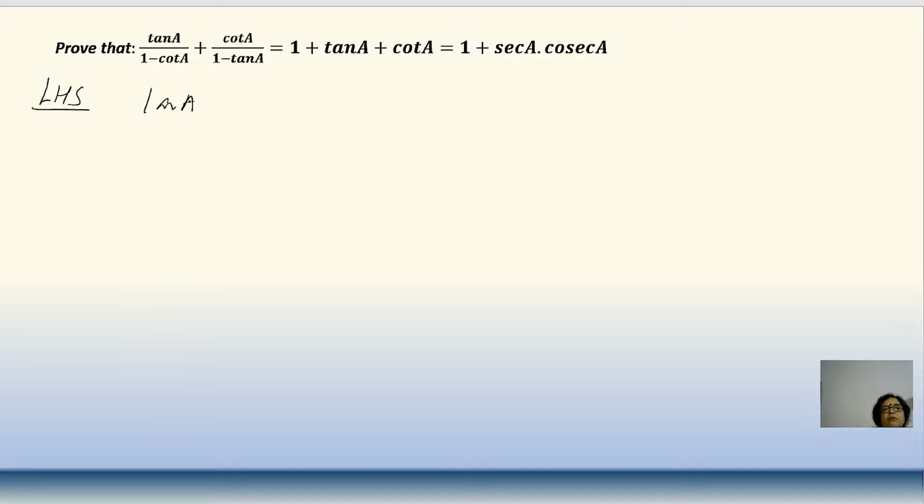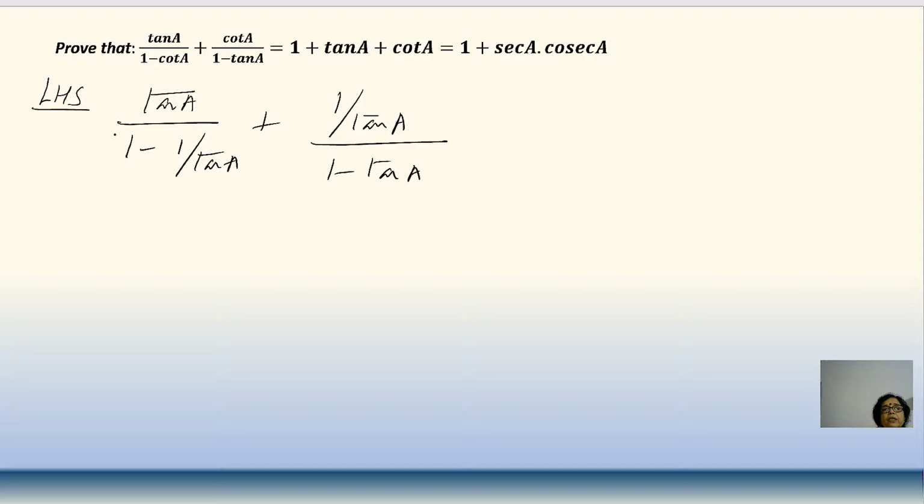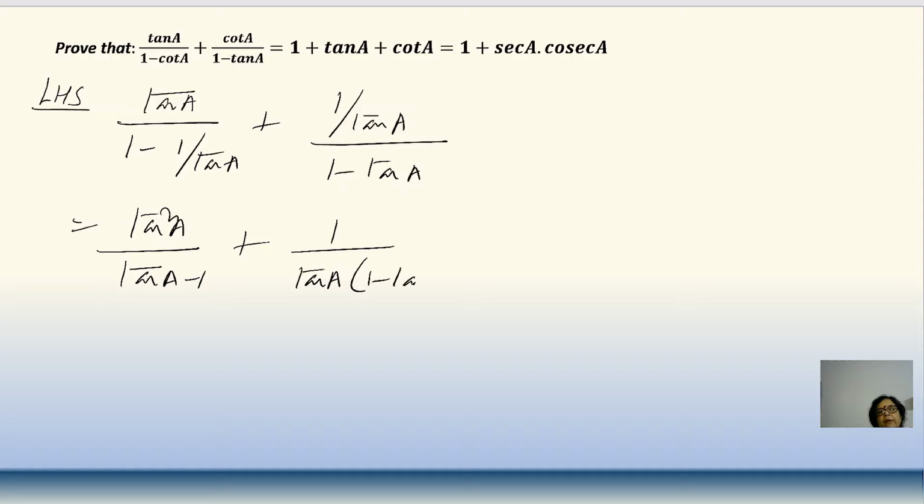So for this term, tan A, this cot A I'll change to 1 by tan A. Plus cot A again in the numerator, we'll convert this into tan A by 1 minus tan A. So here if we take the LCM in the denominator, we get this expression as tan square A by tan A minus 1 plus 1 by tan A into 1 minus tan A.